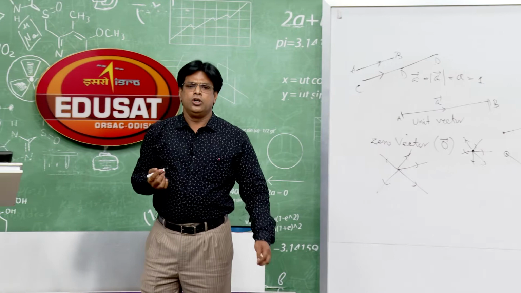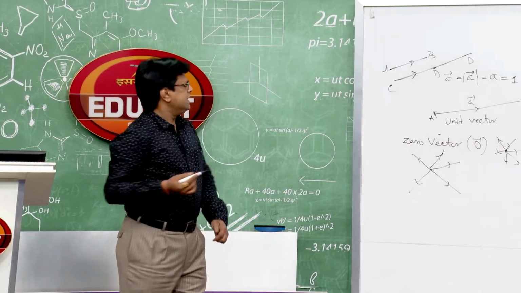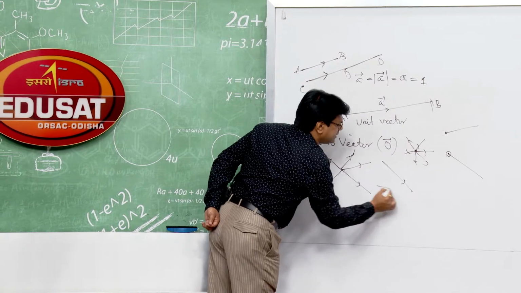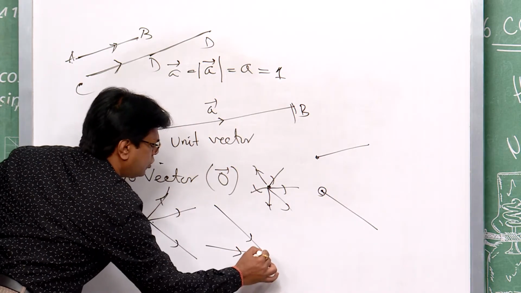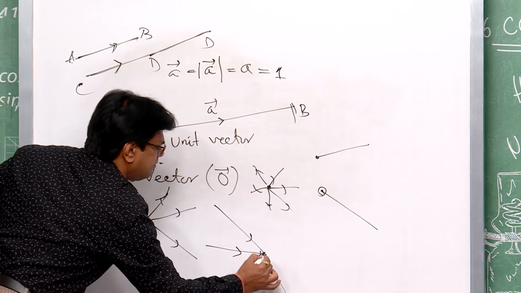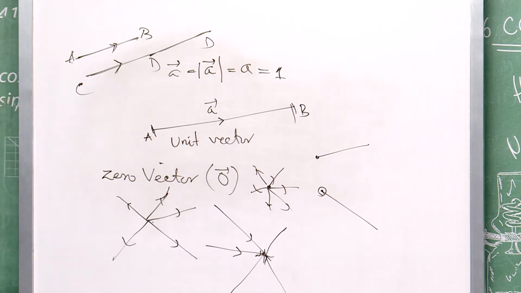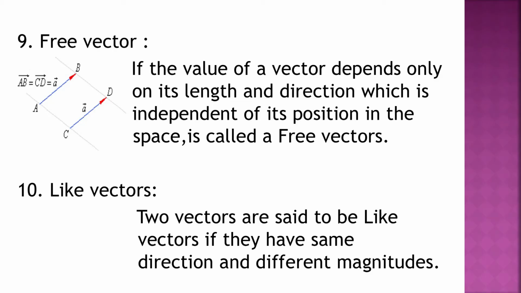Then come to co-terminus vectors. Co-initial was this, and co-terminus is this: the terminal point is the same. Two or more vectors having the same common terminal point are called co-terminus vectors. Then come to free vectors. If the value of a vector depends only on its length and direction, independent of its position in space, it is called a free vector.